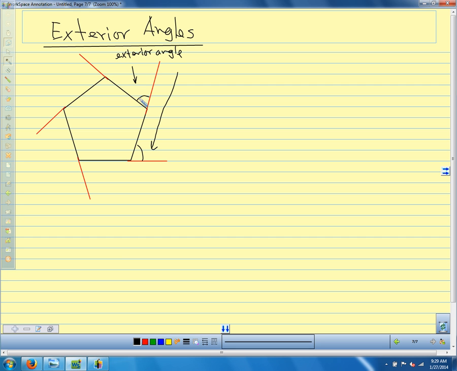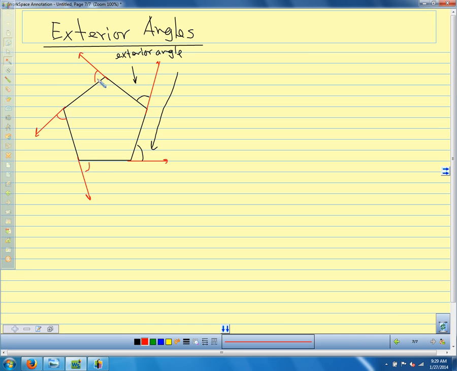So what I want you to do is imagine that you're standing at this vertex and you're facing along this segment that is pointing to where we're measuring this exterior angle. And then you walk along this segment. And then you turn here and you walk along this segment. Turn here, walk along this segment. Turn here, walk along this segment. And then turn back here. Which direction are you going to be facing? Are you going to be facing a different direction than where you started?